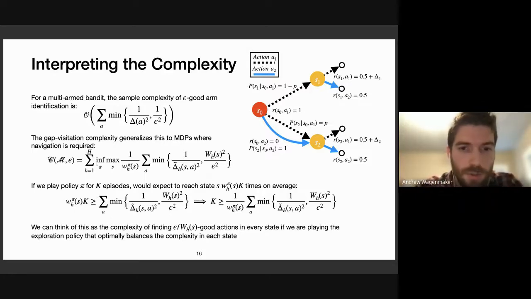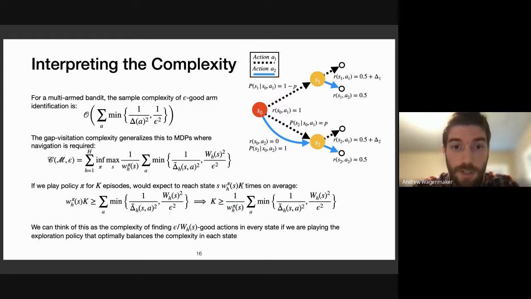Yeah, so let's say we fix some policy pi and we run this policy for k episodes. Then for any state s, we'd expect to reach the state w_h^pi(s) times k times on average, right? This is the probability you reach the state under policy pi, and so this is the average number of visitations.